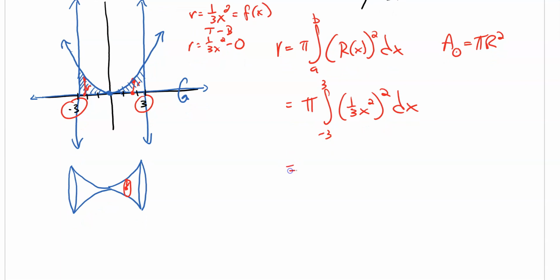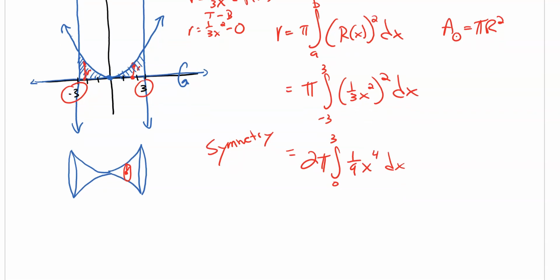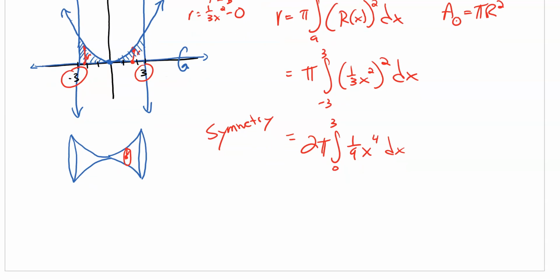And if we wanted to save ourselves some work, we could use symmetry. Right, this shape is symmetric, so I could just go 2 pi integral from 0 to 3 maybe of, let's say, 1/9 x to the 4th. I went ahead and squared everything. Okay, and then we would find the antiderivative, apply the FTC, finish the problem, but we'll go ahead and just leave it at that. All right, keep this thing moving.